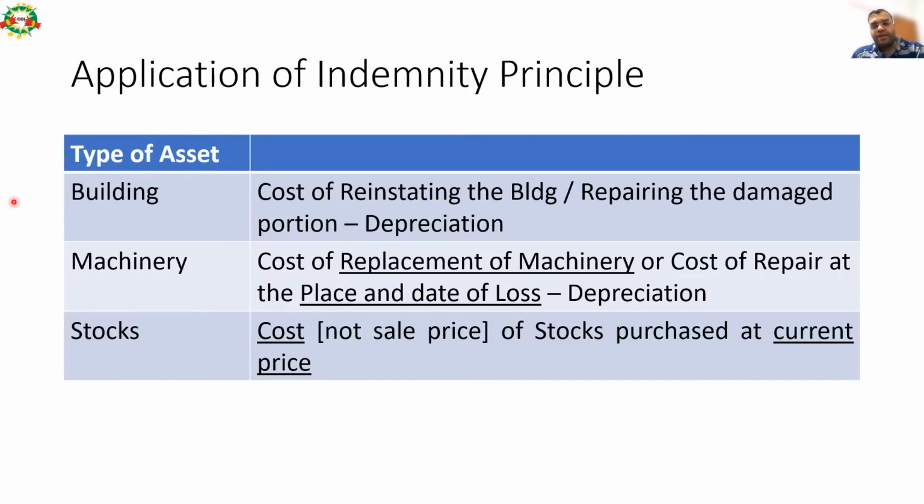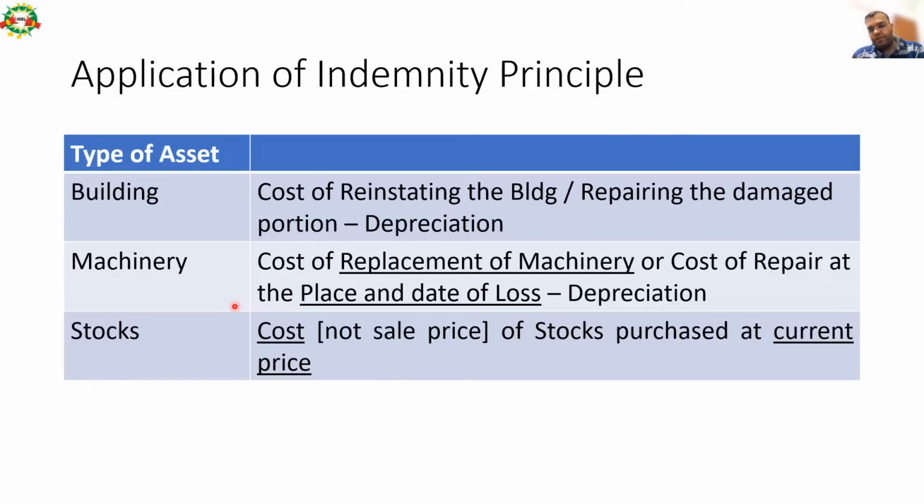In case of a building, it is the cost of reinstating and repairing the damaged building minus depreciation. So this is the cost which we discussed in the last session. In case of machinery, it is the cost of replacement of machinery or cost of repair at the place and date of loss. So here place is also important, and date of loss is also important. The place where the damage has happened, there only the replacement cost will be evaluated.